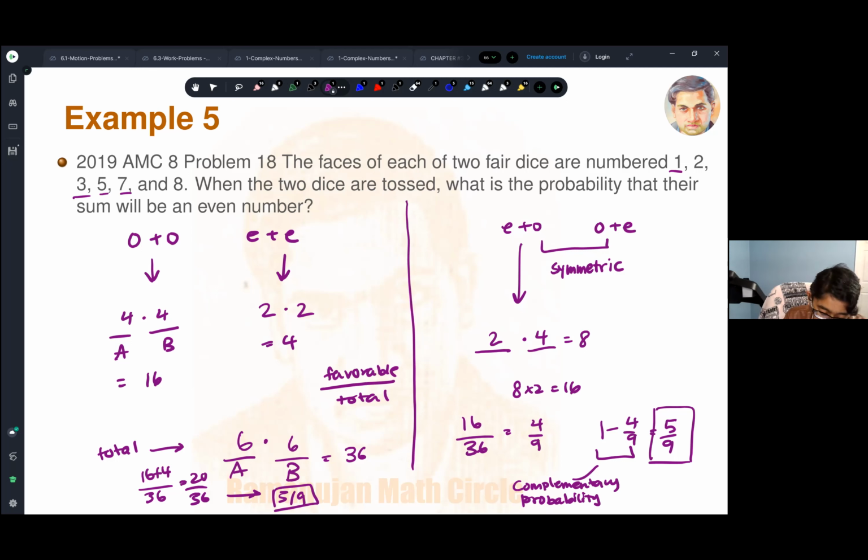Okay, so that's the end of counting. And in the next part, we will talk about number theory.